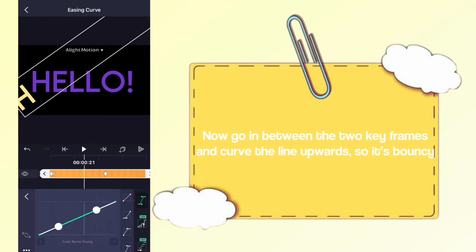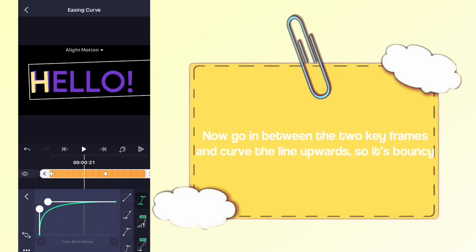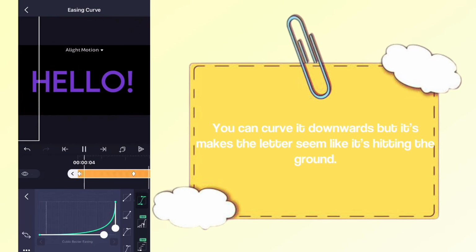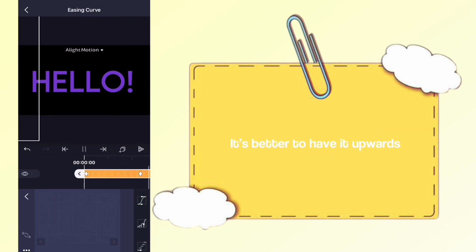Now go in between the two keyframes and curve the line upwards so it's bouncy. You can curve it downwards, but it makes the letter seem like it's hitting the ground. So it's better to have it upwards.